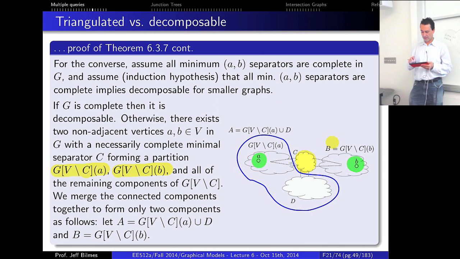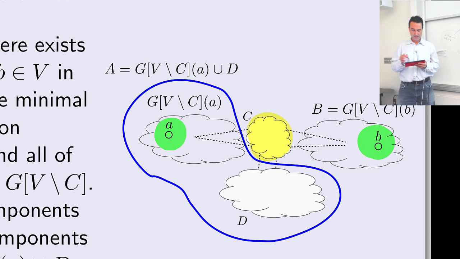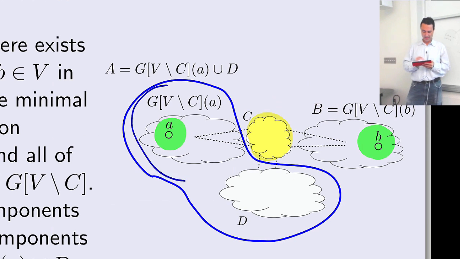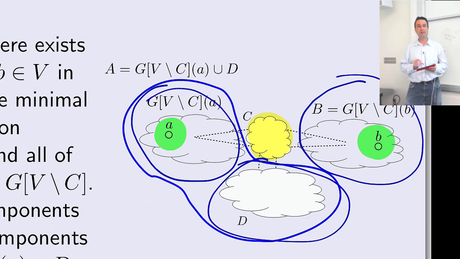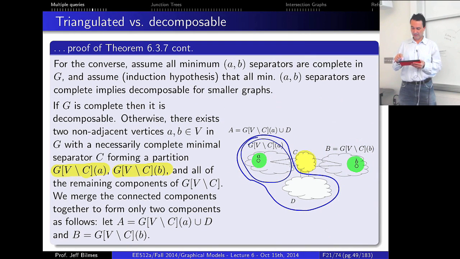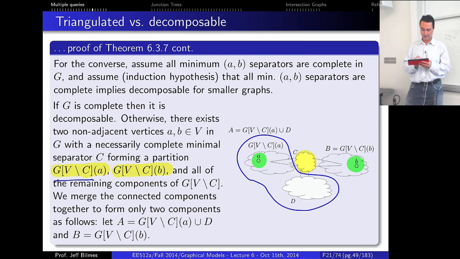So going to this picture, let me zoom in on it. Hopefully you guys can see it there. We have one component that contains A, one component that contains B, and we also have this other stuff here, D. Now, D, as drawn, is shown as one component, but we don't really care what's in D. D might consist of multiple connected components, or one connected component, or it might even be empty. We're not designating that. We're just designating the component that contains A, the component that contains B, and all of the remaining components.